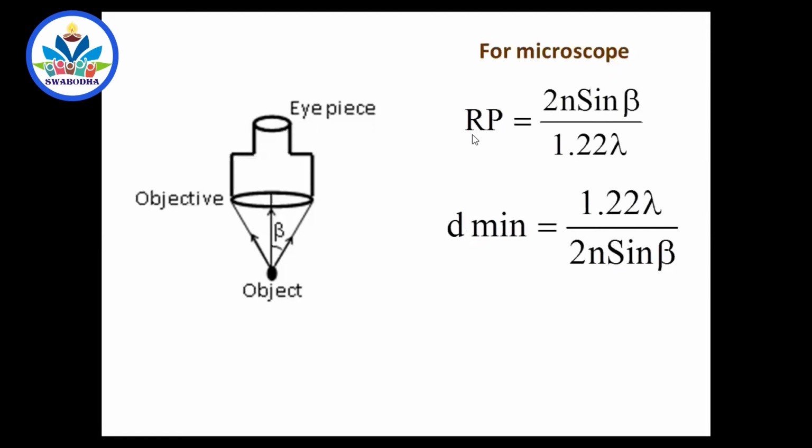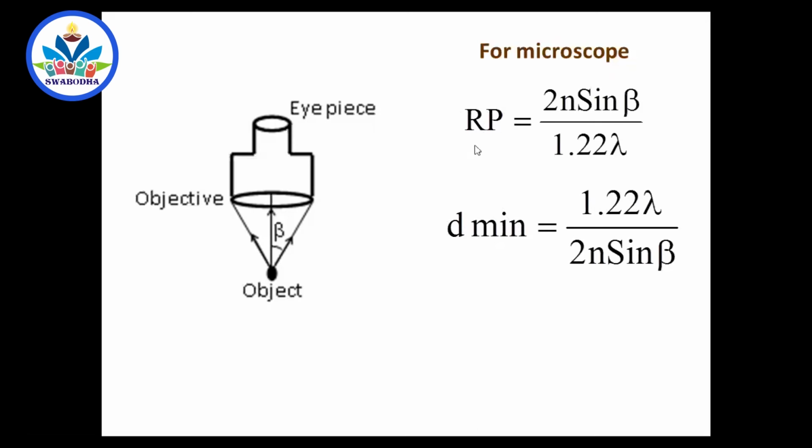Now, I have already constructed a microscope, or I am going to construct a microscope. What care can I take so that resolving power may be very high and limit of resolution is very low? What can I do, sir? The question is like this: how to increase the resolving power of a microscope, or how to decrease the limit of resolution, because limit of resolution should be as less as possible. How to increase the resolving power? We will take it like this.